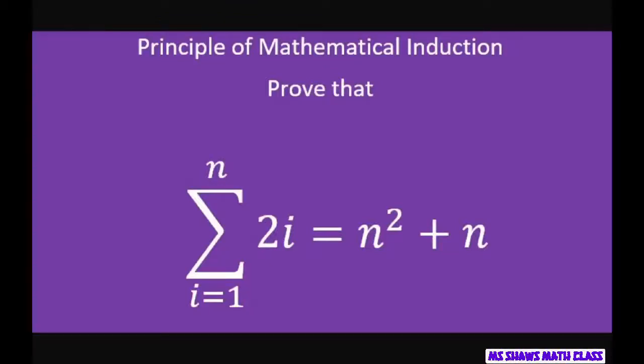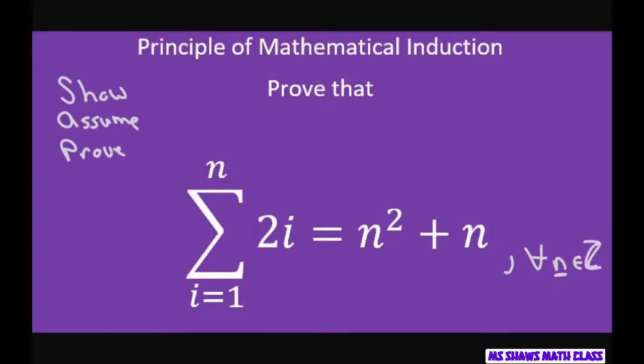Everyone, we're going to use the principle of mathematical induction to prove that the sum of 2i from 1 to n equals n squared plus n. To use mathematical induction, there are 3 steps that I call show, assume, and prove. Now, this is for all positive integers, so this is n, all positive integers.